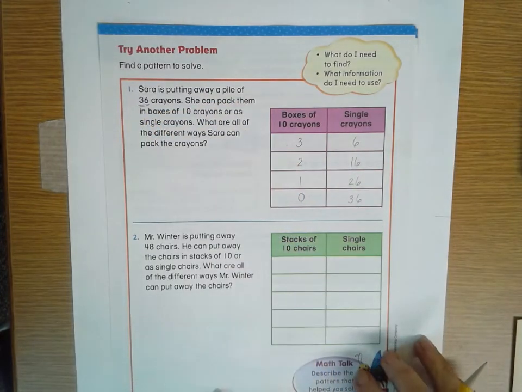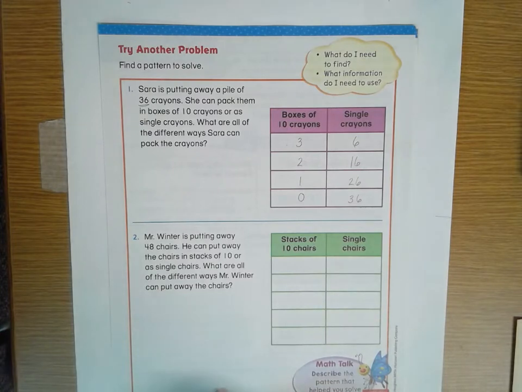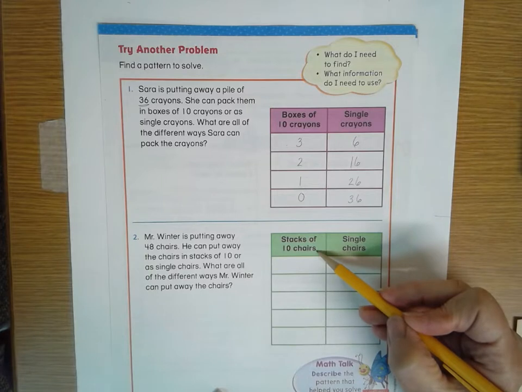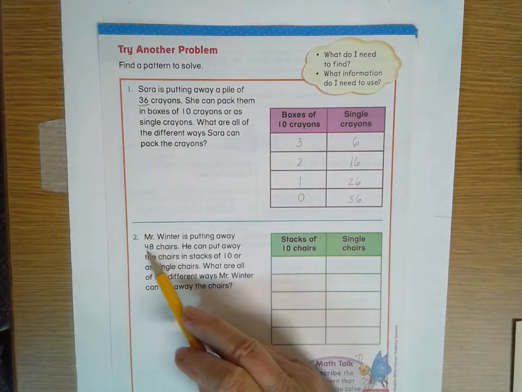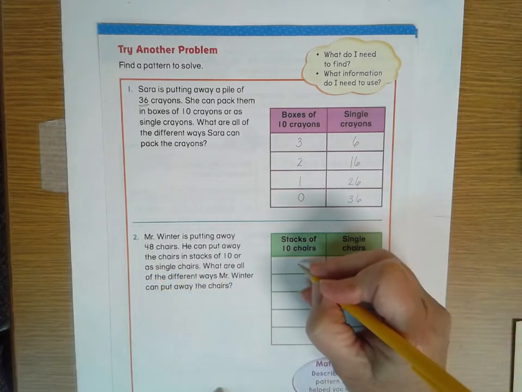Mr. Winter is putting away 48 chairs. He can put away the chairs in stacks of 10 or as single chairs. What are all the different ways Mr. Winter can put away the chairs? So we'll start with the 48, and we can see that there are 4 tens and 8 ones. Here's our 48.